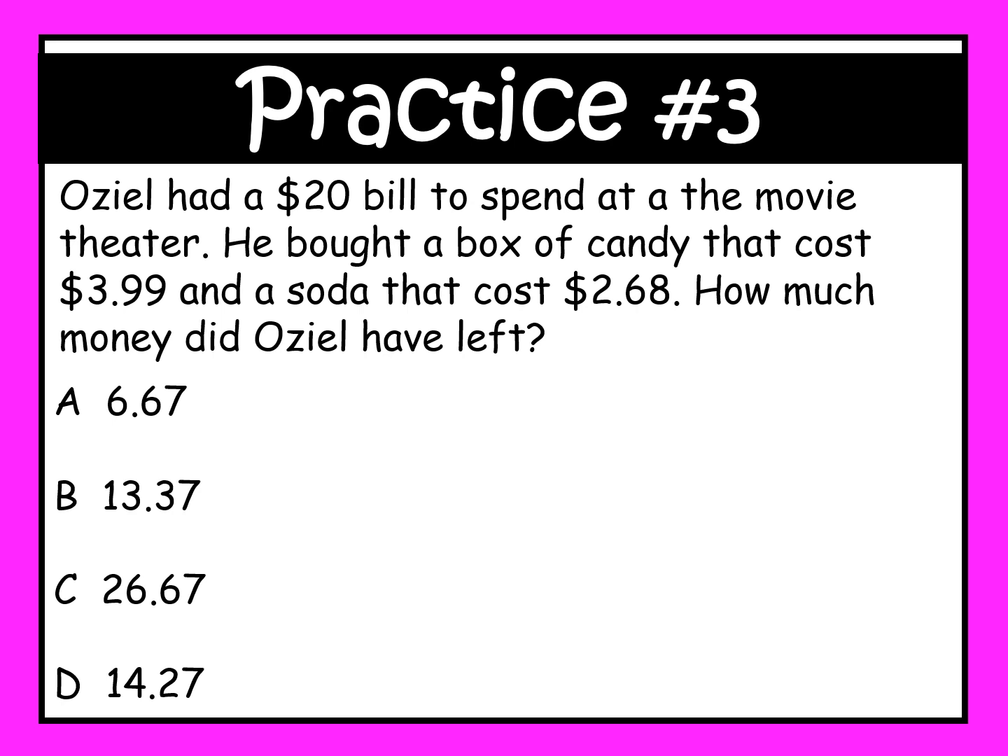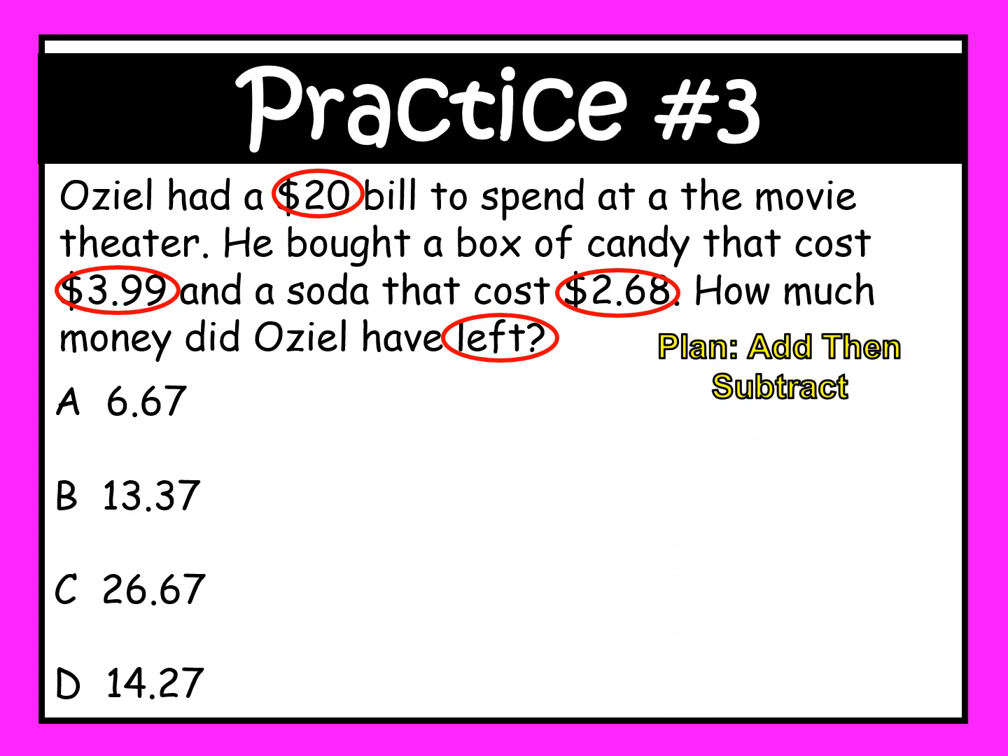Okay, so if I look at this, I know that he began with a $20 bill. He bought a box of candy that cost $3.99 and a soda that cost $2.68. I know when you buy something, you're going to have less money. What I'm going to do first, though, is find out how much he spent. So I'm going to add up the $3.99 that he spent on the candy and the $2.68 that he spent on the soda. Whatever I get, I'm going to subtract that from the $20 bill. So my plan here is going to be to add and then subtract.